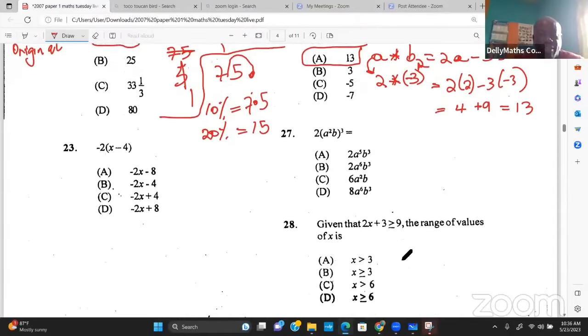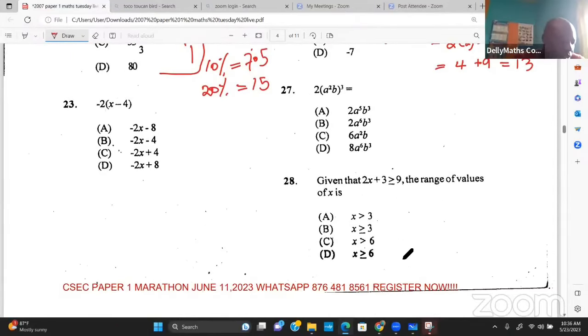Let's look at number 23, then we go to 27. All right, so 23 says here, negative 2. We want to distribute that, so we're going to have negative 2 with an x and then a positive 8. So we're looking for that. The answer is D. Regular algebra they're testing for now. All right, testing for regular algebra right there.